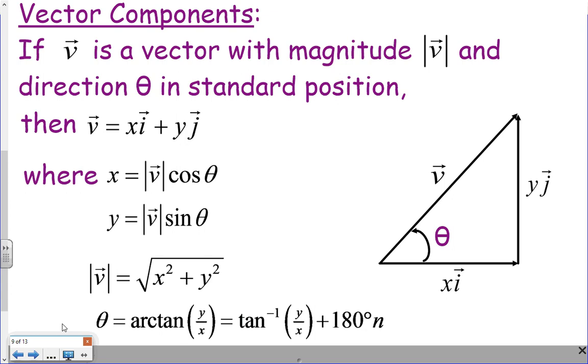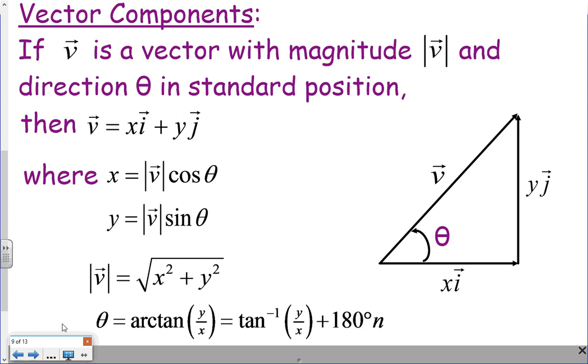And again, it depends on what quadrant this vector would be in as to what value of n you're going to pick there. If we're in the first or the fourth, we let n be 0. If we're in second or third, n is going to be 1. That's the same story we've been talking about in determining what value of n to pick. Think about the quadrant you're in. That tells you the right value of n to pick.